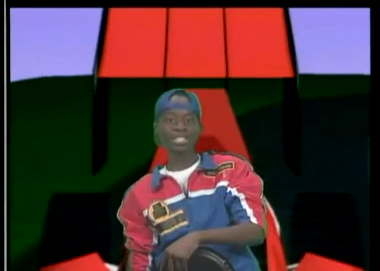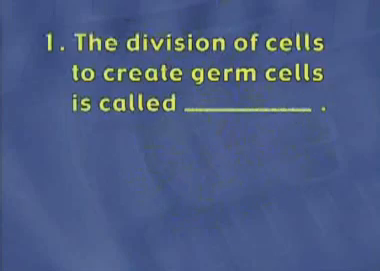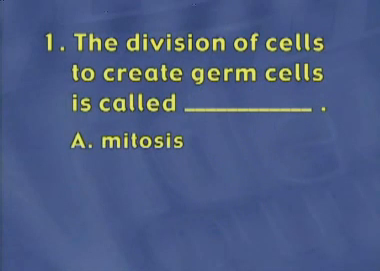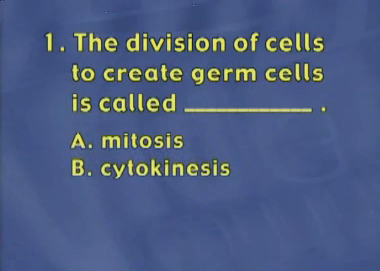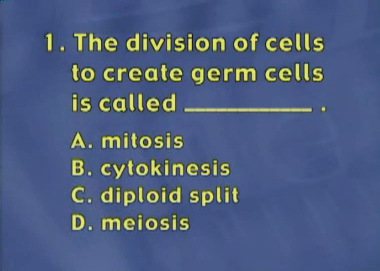Looks like I just stopped in the nick of time. I got a quick question for you, then it's back to the race. The division of cells to create germ cells is called A, mitosis, B, cytokinesis, C, diploid split, or D, meiosis.